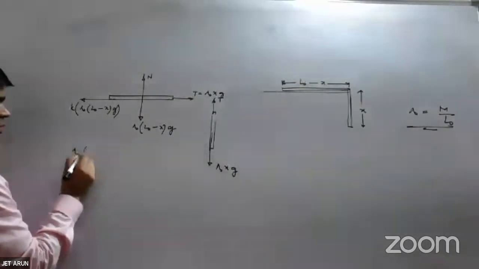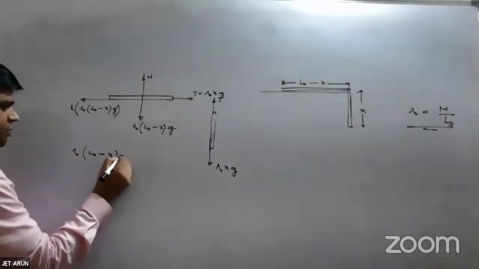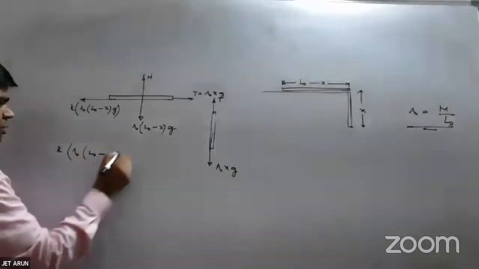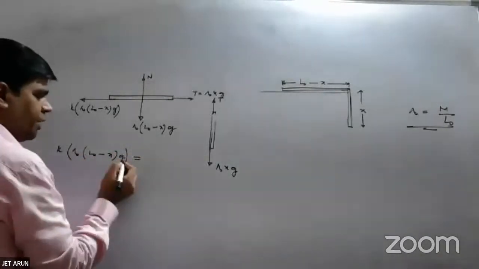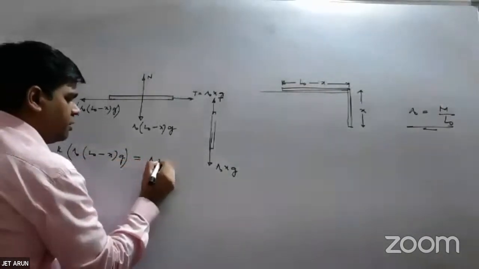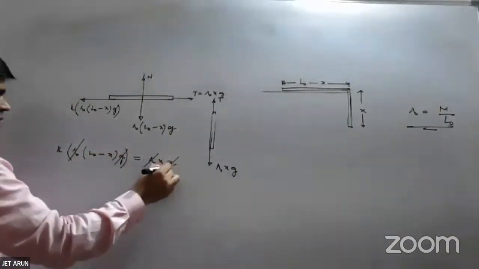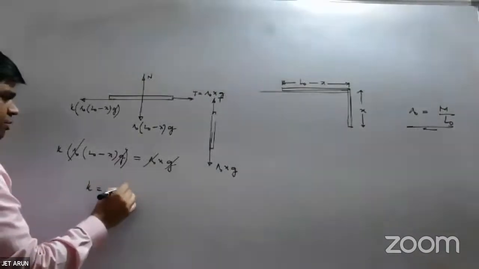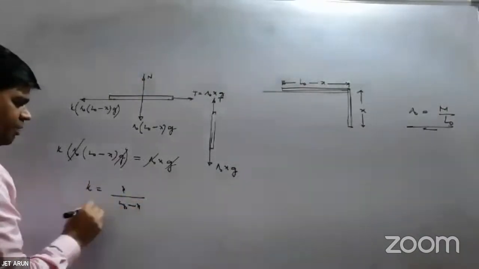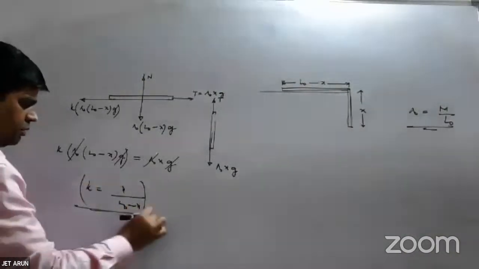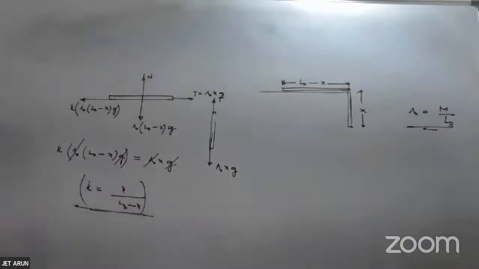So lambda into L naught minus x into g into mu, which is mu into N, is equal to the external force applied. So lambda gets cancelled out, g gets cancelled out, and mu is equal to x by L naught minus x. Alright, is it okay now?